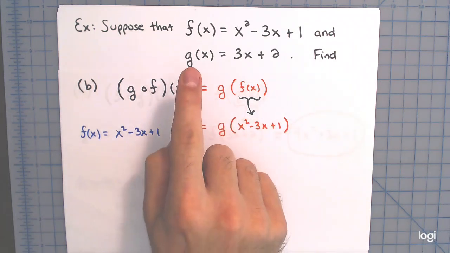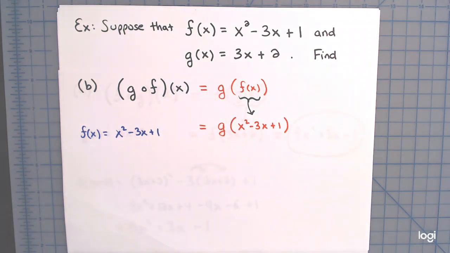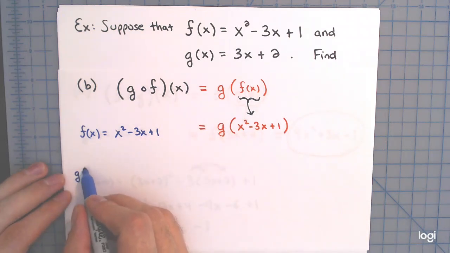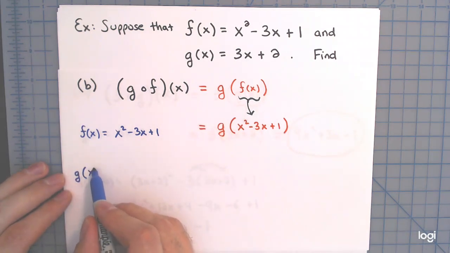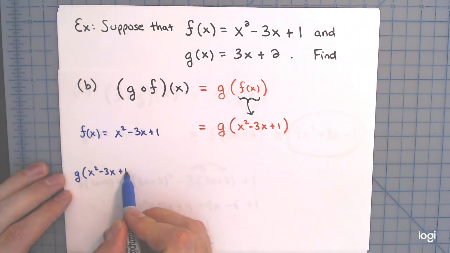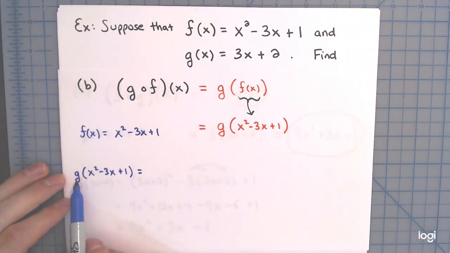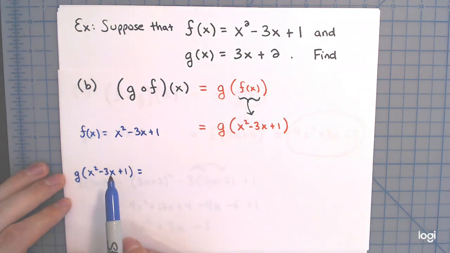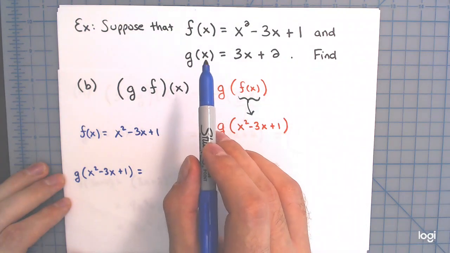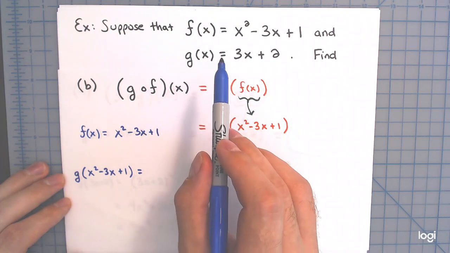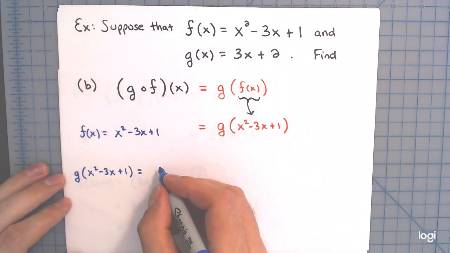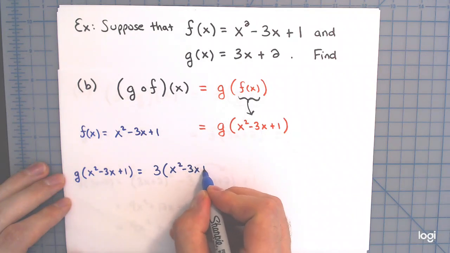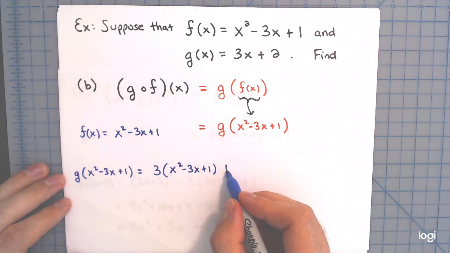So I go to the rule for g and replace all the x's with this quantity x squared minus 3x plus 1. I'll do that off to the side here. So I'm finding g of x squared minus 3x plus 1. Just go to the rule for g, and everywhere there's an x, I replace it with x squared minus 3x plus 1. So g of x squared minus 3x plus 1 is equal to 3 times not x, but 3 times the quantity x squared minus 3x plus 1, and then you have plus 2 after that.